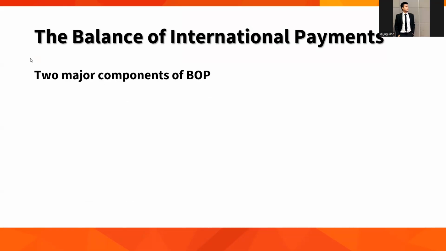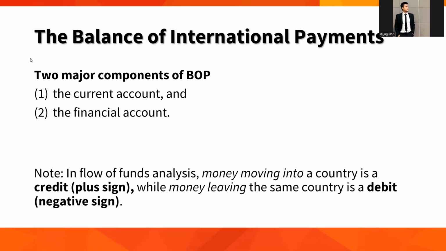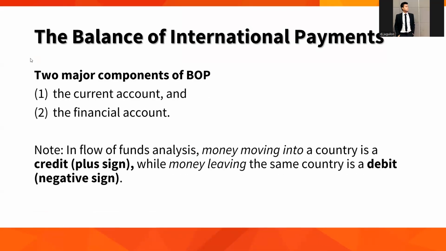The BOP has two major components. One is the current account and two, the financial account. Please take note of this. In flow of funds analysis, money moving into a country is a credit represented by a plus sign, while money leaving the same country is a debit represented by a negative sign.